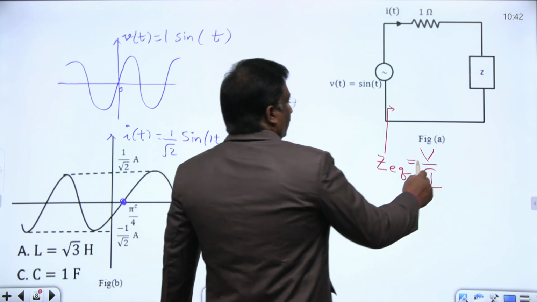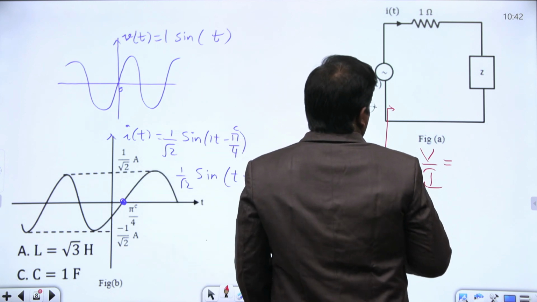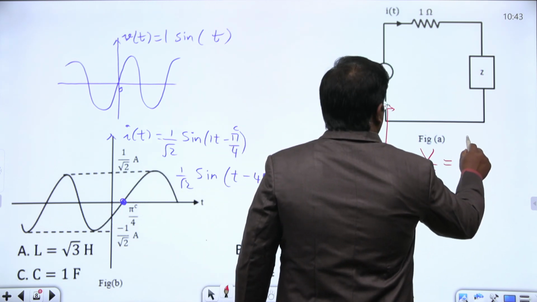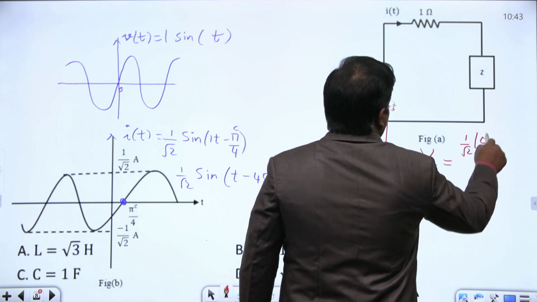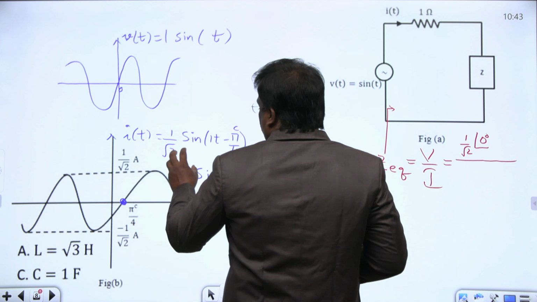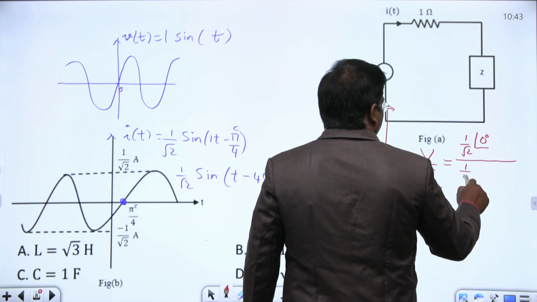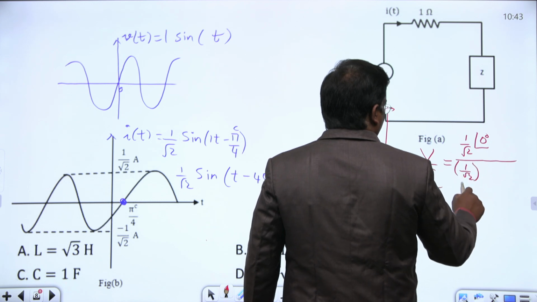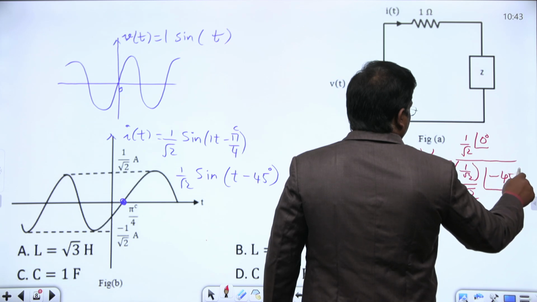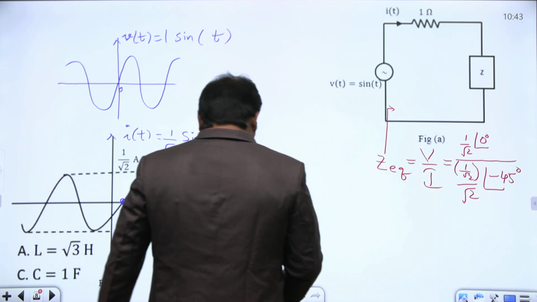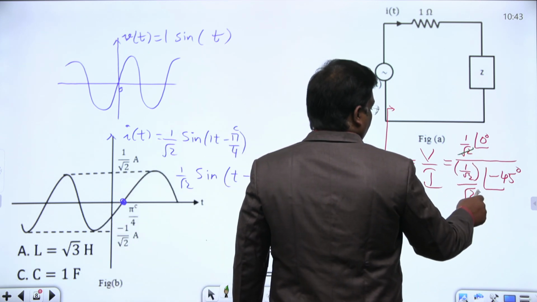If I write these as phasors, V of t given as 1 sin t, if I convert into the phasor domain, polar form, this can be written as the RMS value at an angle, the phase. What is the phase here? 0 degrees. And for this, 1 by root 2 sin(t minus 45 degrees), if I convert into RMS, maximum value divided by root 2 at an angle minus 45 degrees. Here this root 2 is getting cancelled.